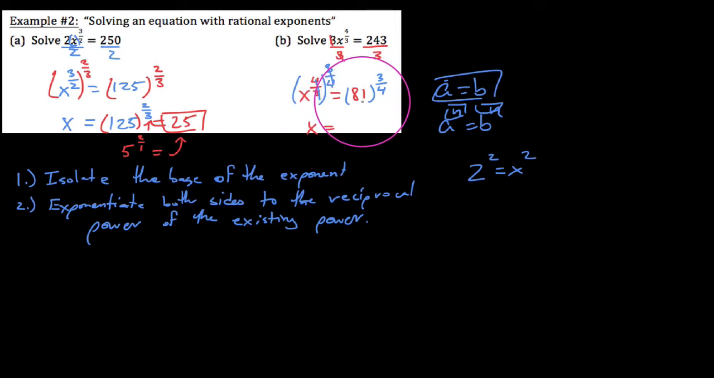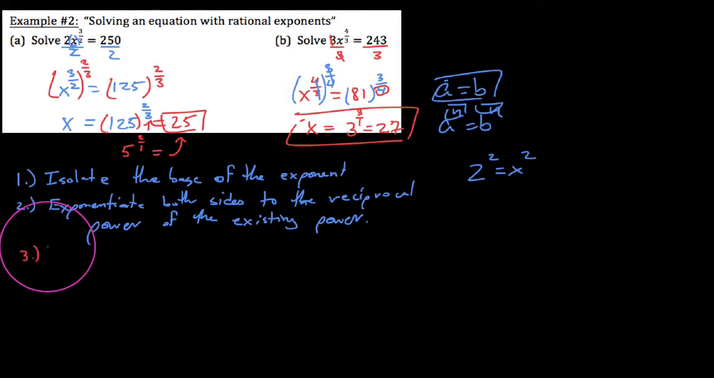Now I want to do this one not on the calculator first. What is the 4th root of 81? Remember, we always want to do the root part first. The 4th root of 81 is 3. So I still need to do 3 to the 3 over 1 power this time, and I get 27. The third step is, once you exponentiate both sides, simplify your solution.